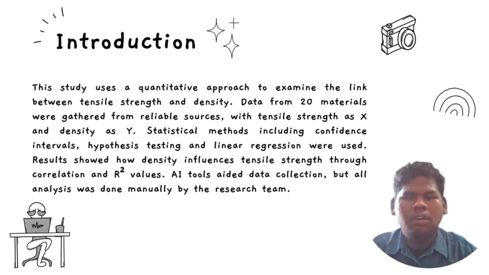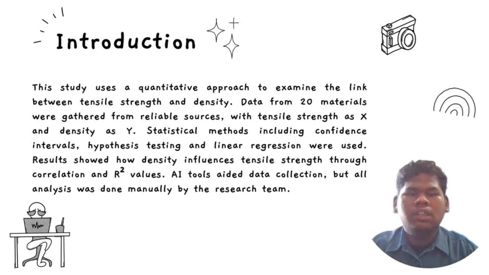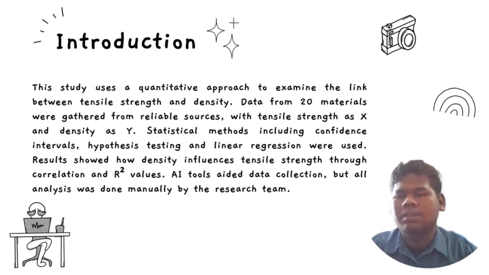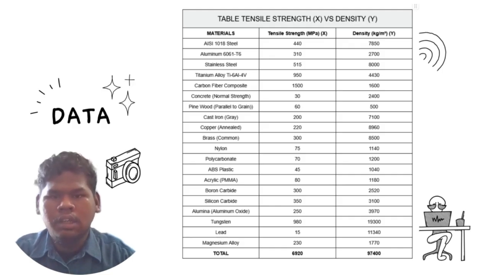Results show how density influences tensile strength through correlation and R-squared value. AI tool aided data collection, but all analysis was done manually by the research team. This data we gathered from AI, and tensile strength is X and density is Y.